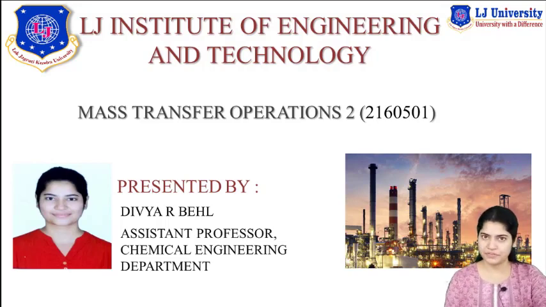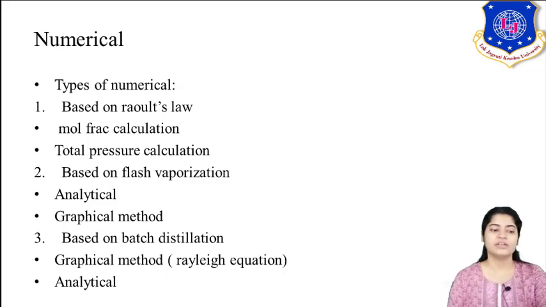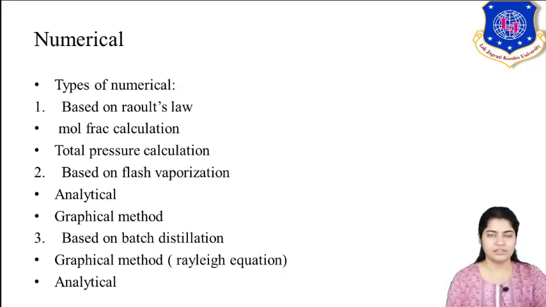So moving forward with this lecture, today we will try to do some numericals. What are the different types of numericals which can be asked? Here you can divide your numericals on three parameters, based on the topics we have covered till date. We have done Raoult's law, so based on that we will solve some numericals, then based on flash vaporization, and then based on batch distillation.